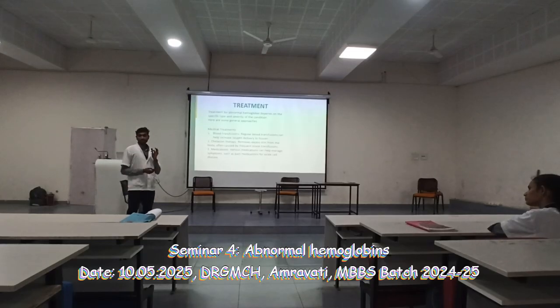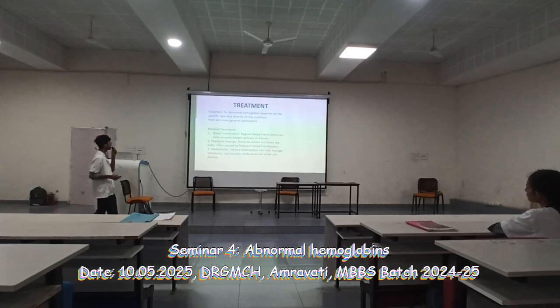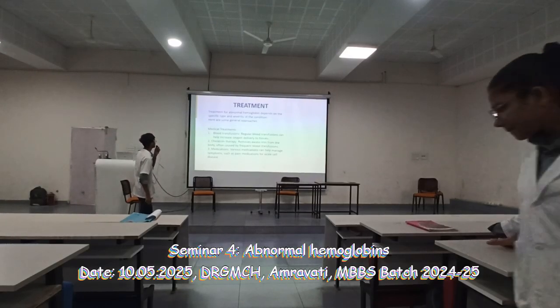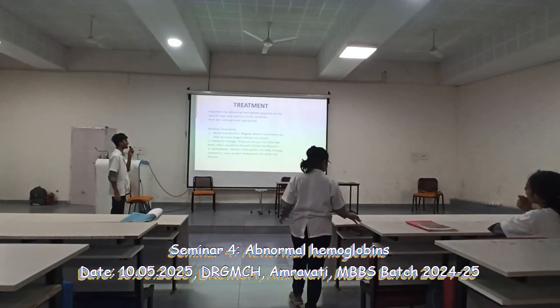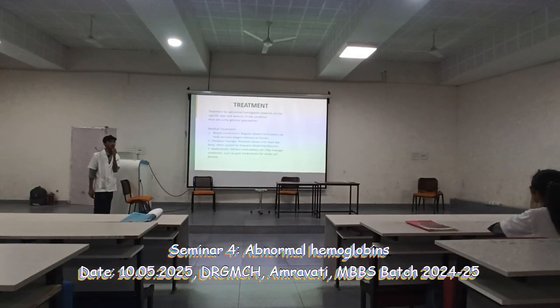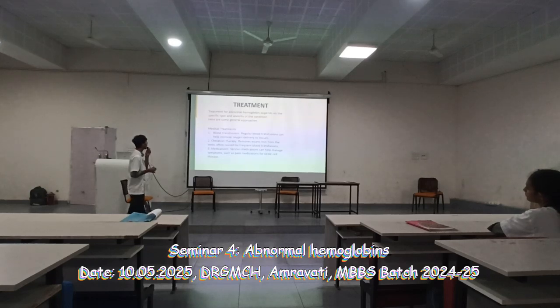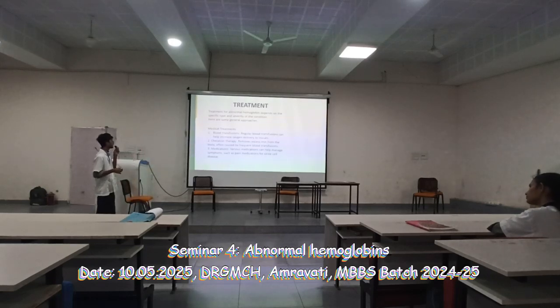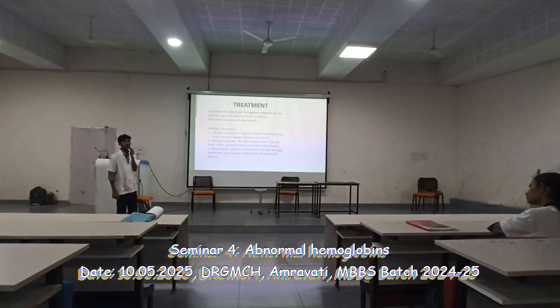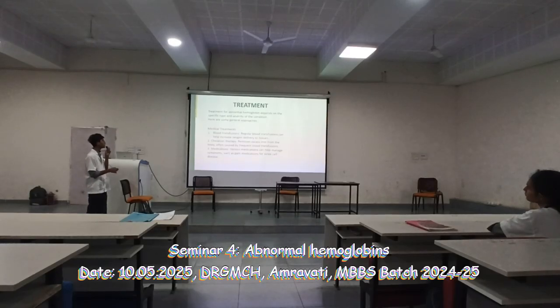The treatment will be discussed by my friend. Treatment of abnormal hemoglobin depends on the specific type and severity of the condition. There are some specific approaches. So, medical treatments. First one is blood transfusion. Regular blood transfusion can help increase oxygen delivery when you have no budget for a bone marrow transplant. Then you can use this method, that is blood transfusion.